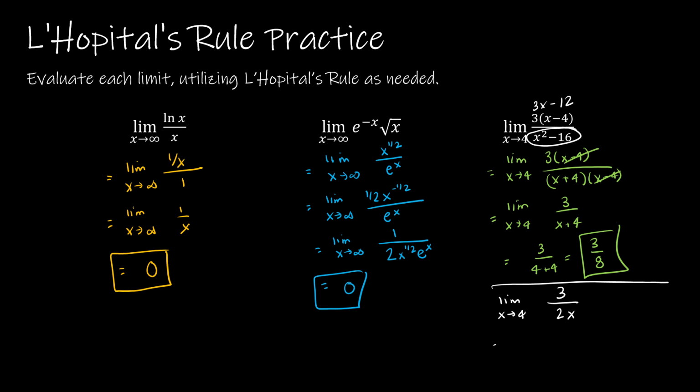So now I can use direct substitution. 3 divided by 2 times 4, which is 3 divided by 8. So we can see that I get the same limit whether I use L'Hopital's rule or an algebraic technique.